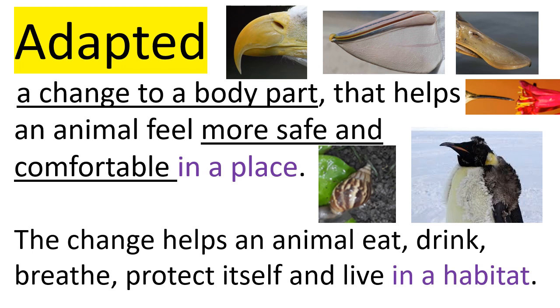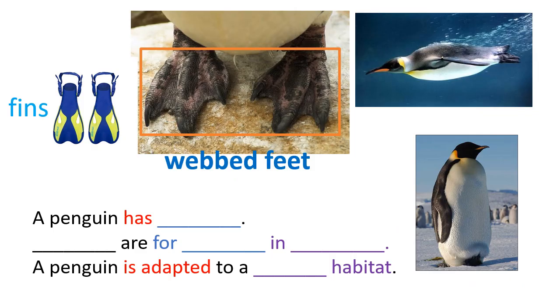So environments or habitats really affect how animals develop their body parts over time, over a long time. For example, we have an adaptation of webbed feet. So webbed feet are like fins. So a penguin has webbed feet. Webbed feet are for what? Swimming in water. A penguin is adapted to a water habitat because it has webbed feet.